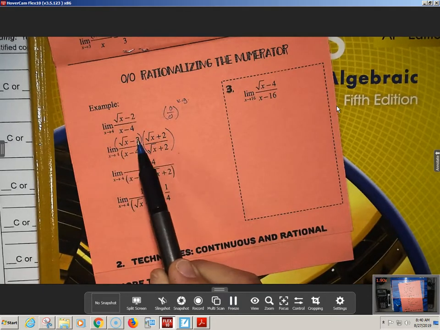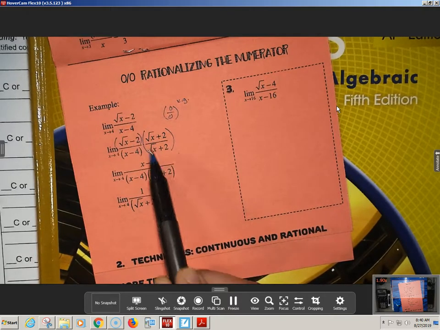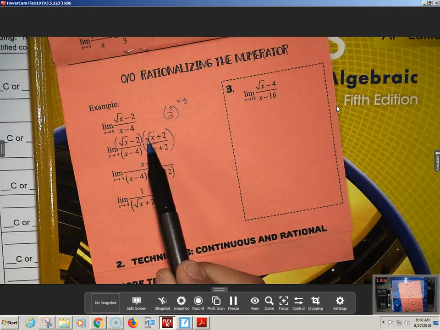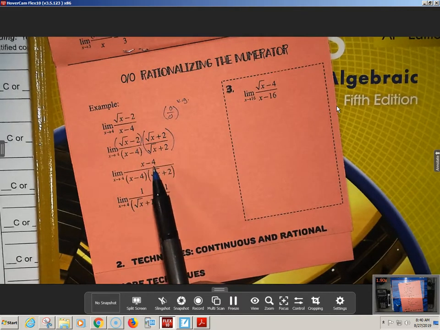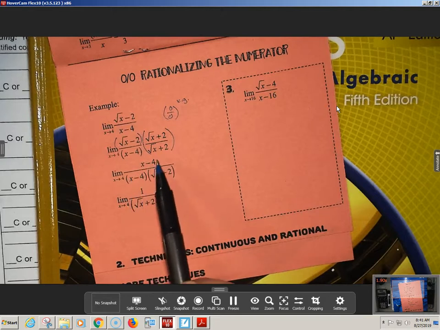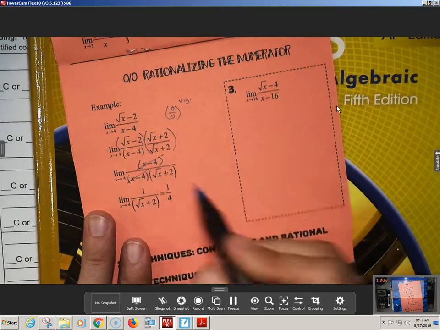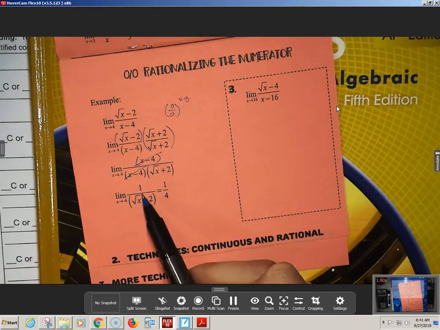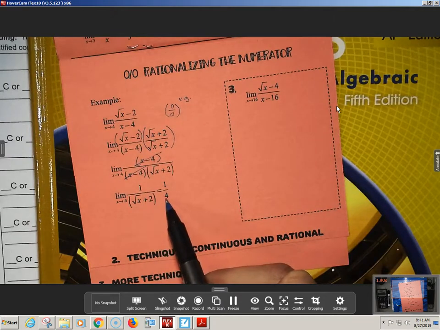So they did FOIL, but it's a difference of squares. Technically, a minus b times a plus b is a squared minus b squared, or the outer and the inner cancel. Either way, we have x minus 4. What did you notice about the denominator? They left it. Why? What can you do now? Reduce, not cancel, right? We can reduce, and anytime you reduce, what is left? A 1. Plug it in: square root of 4 is 2, and 2 plus 2 is 4.